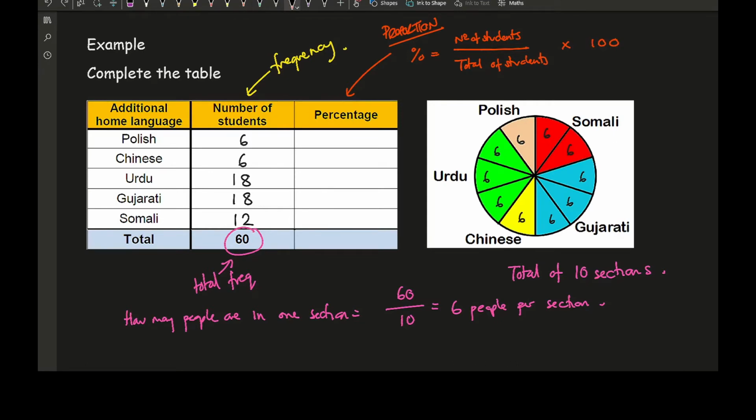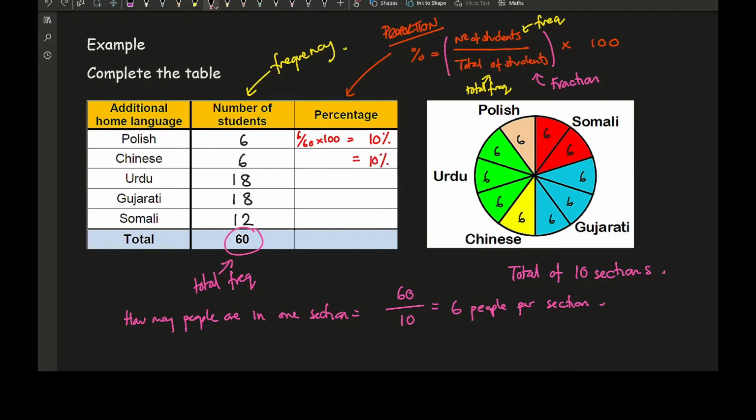Now, if I wanted just a fraction, then that would be just this bit. So it would be how many people there are, the frequency, divided by the total frequency. This top one is the frequency and this is the total frequency. So if I wanted just a fraction, all I need to do is divide the frequency by the total frequency and simplify it. To work out the percentage of the first one, it's going to be 6 divided by 60 multiplied by 100, which equals 10%. And then for Chinese, that's going to be exactly the same.